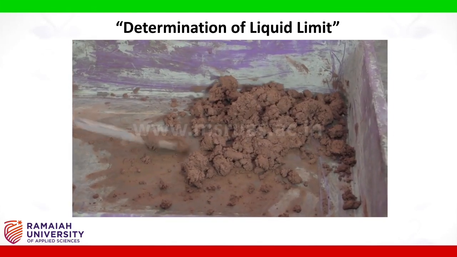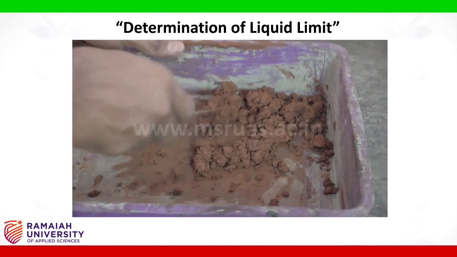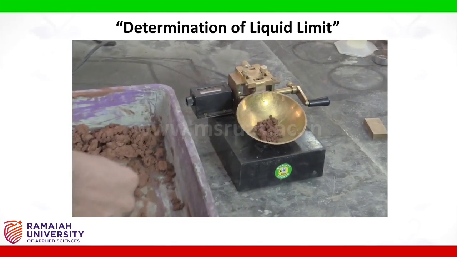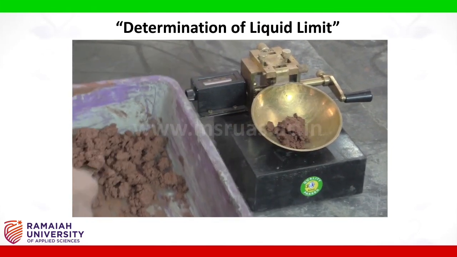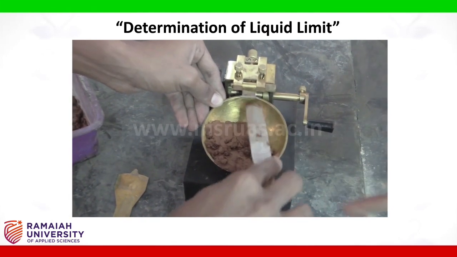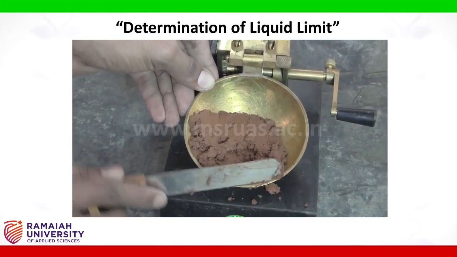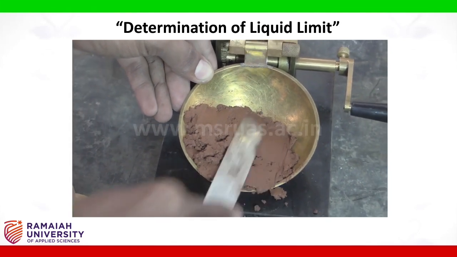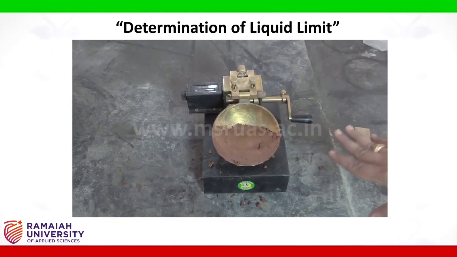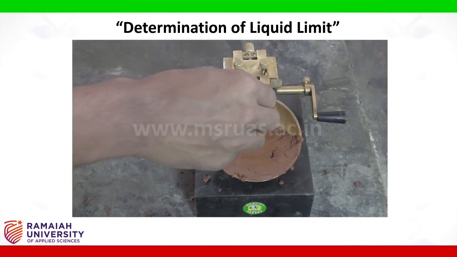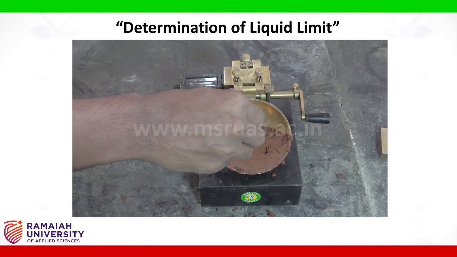After mixing the soil thoroughly with the water, fill that sample in the brass cup of the Casagrande apparatus. Now fill the brass cup in such a way that there is a minimum of 1 centimeter depth at the middle of the cup. Level it using the spatula. After smoothing the surface using the spatula, create a groove through the middle of the brass cup using the grooving tool. The tool should be perpendicular to the soil sample.